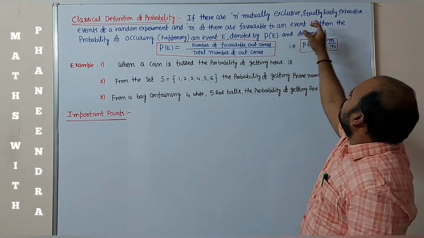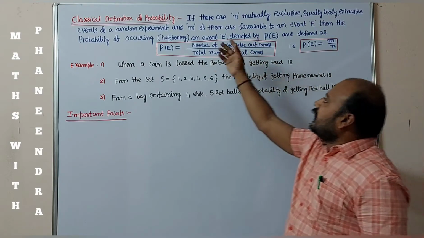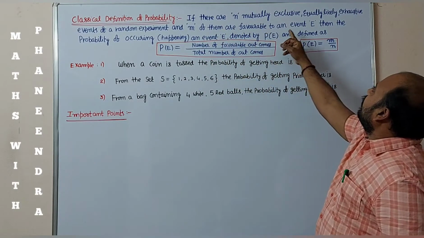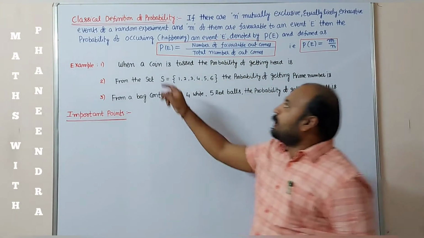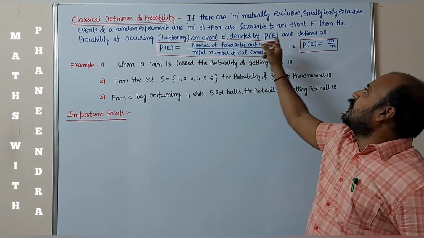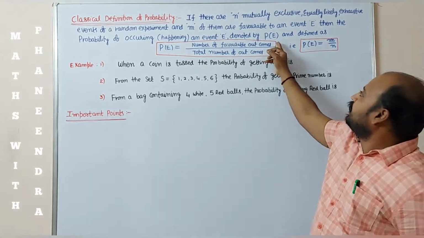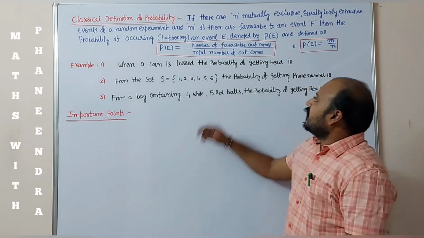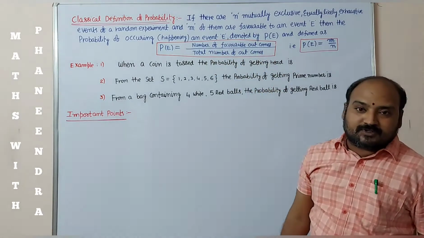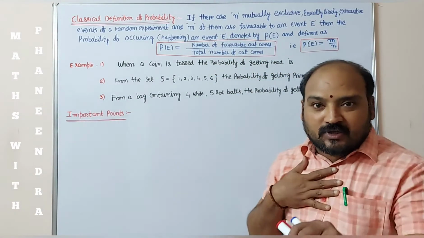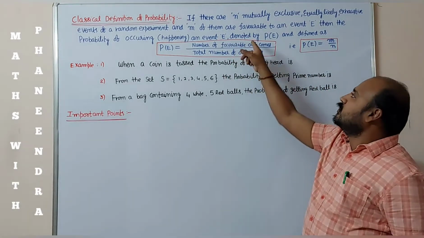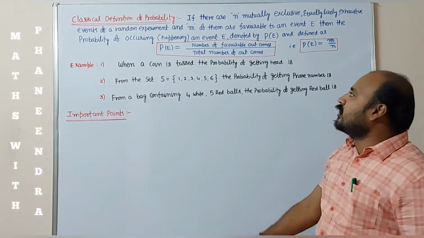If there are n mutually exclusive, equally likely and exhaustive events of a random experiment and m of them are favorable to the event E, then the probability of occurring an event E is denoted by P(E) and defined as the number of favorable outcomes by total number of outcomes. Total I have 5 marbles, they are asking 3 marbles. So favorable is 3, total is 5. So 3 by 5. This is the way we can give that answer.